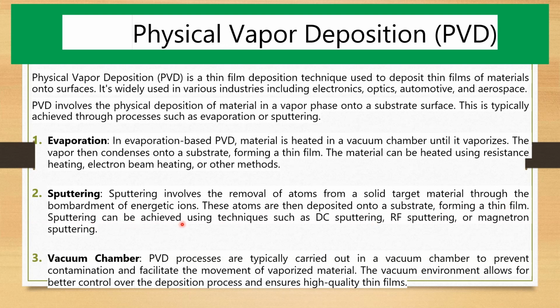Sputtering can be achieved using techniques such as DC sputtering, RF sputtering, or magnetron sputtering.